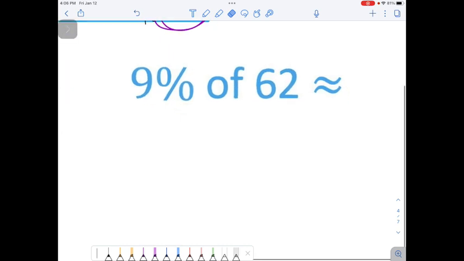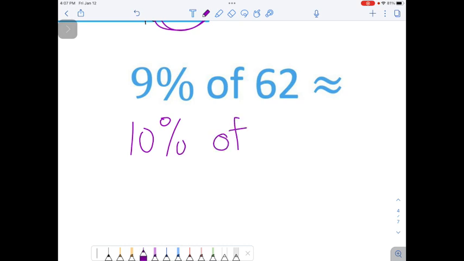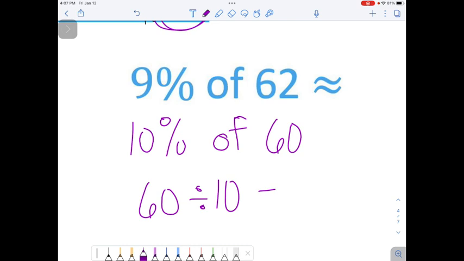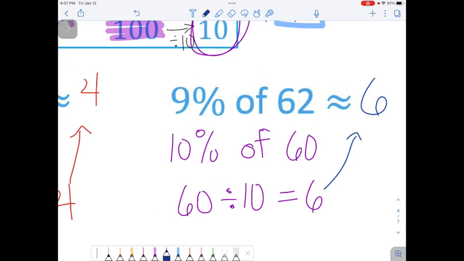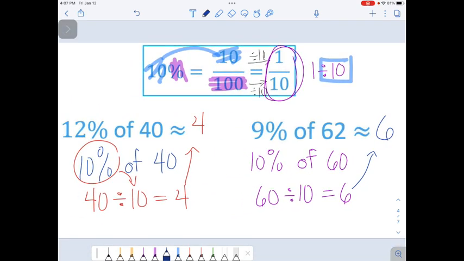So here's another example, 9% of 62. 9%, pretty close to 10% of, and then 62, I could find 10% of 62, but I think it's going to be easier to find 10% of 60. Right? So 10% just means take that 60 and divide by 10, and we get 6. So 9% of 62 is going to be close to, but probably not exactly 6. I think finding 10% is pretty easy. Dividing a number by 10, I'm pretty good at doing.